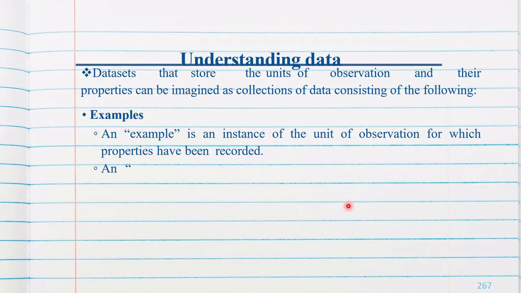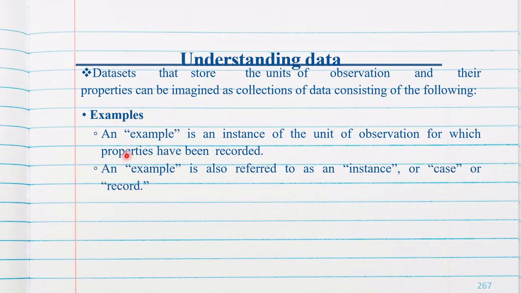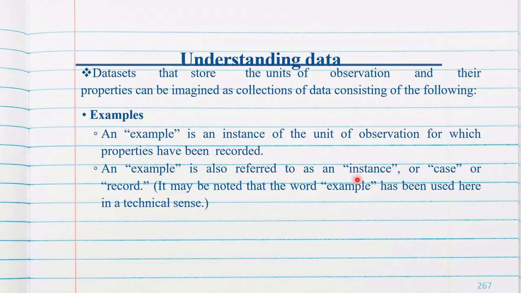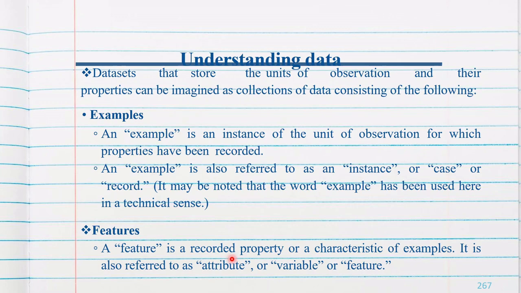Understanding the data. Data sets that store the units of information and their properties can be imagined as a collection of data consisting of the following. So we already studied these things. Example: it is the instance of a unit of observation for which properties have been recorded. An example is also referred to as instance or case or record. Then next is features. A feature is a recorded property or a characteristic of examples. It is also referred to as attribute or variable.